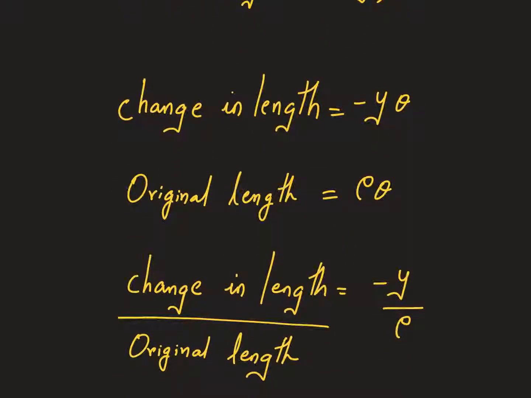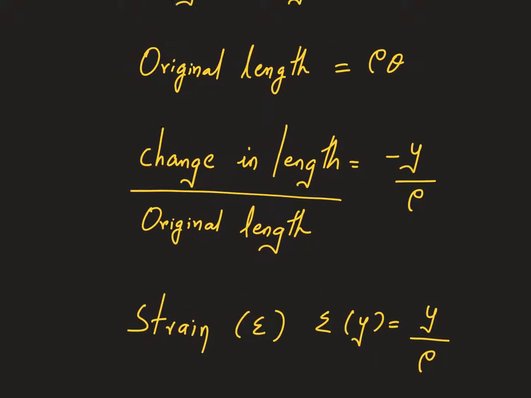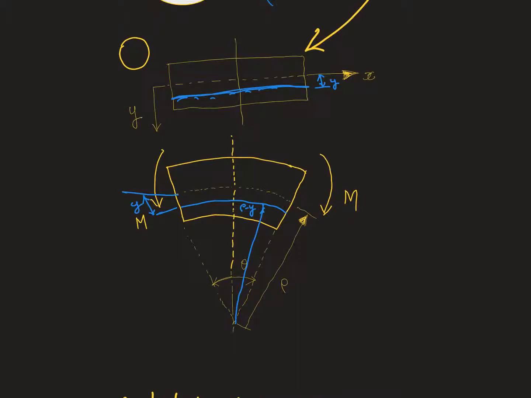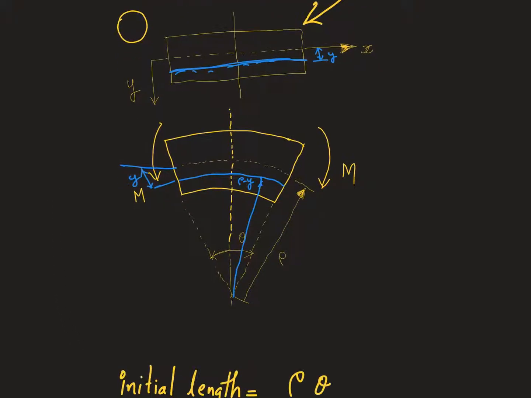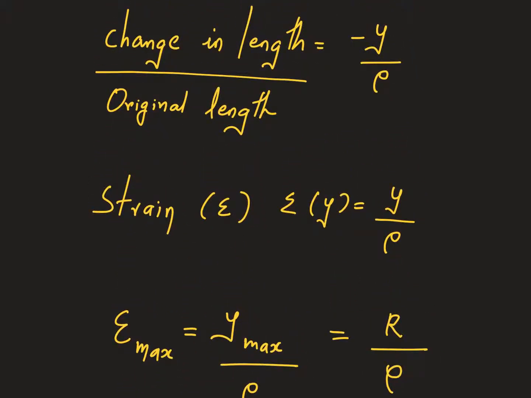Now once a concept is laid out, the rest of the things are fairly simple. Now you know the change in length for that particular fiber, and you know the original length of that fiber. Then you can easily evaluate the strain. Strain is minus y by rho. I arbitrarily took this fiber which is at a distance of y from this positive x-axis. So similarly I can take any fiber. By common sense we can say that the outward fiber will undergo the maximum strain. Makes sense? Because this expression clearly explains that as y increases, the strain increases.